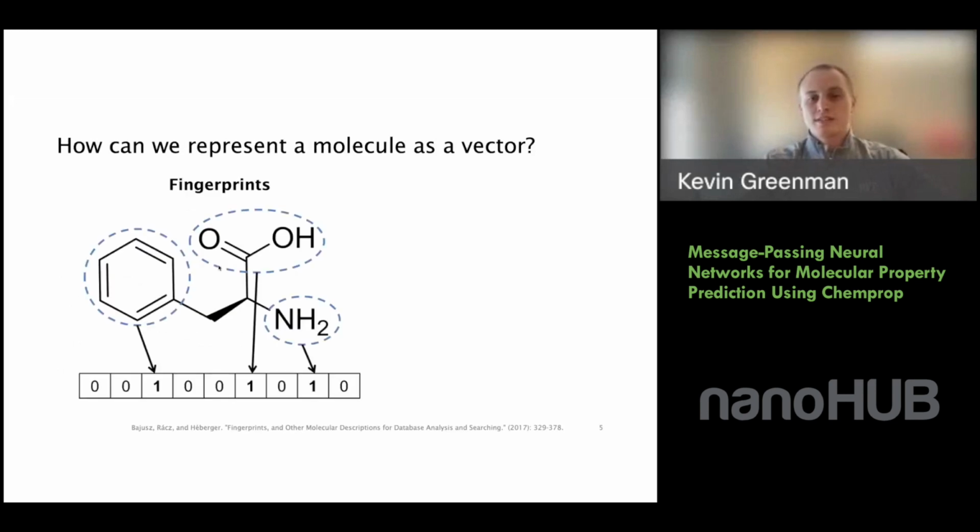And one way that's commonly been done in the past for many years is using fingerprint representations, where one common way to do it is to look at different substructures that are present in the molecule and say, if this structure is present, I'll put a 1 at this particular index in the vector. If it's not present, I'll put a 0. Another way to do it is with substructure counts. So say the same structure is present 2 times, then you would put a 2 into the vector instead of a 1. So it could be a bit vector or a vector of integers.